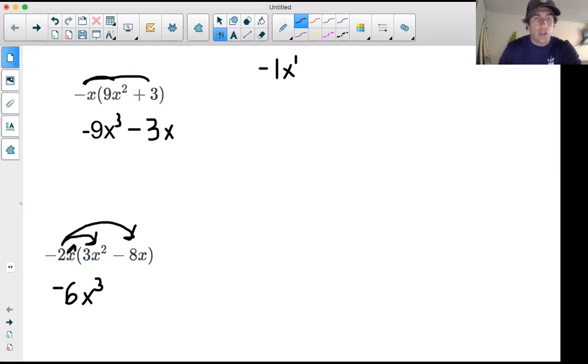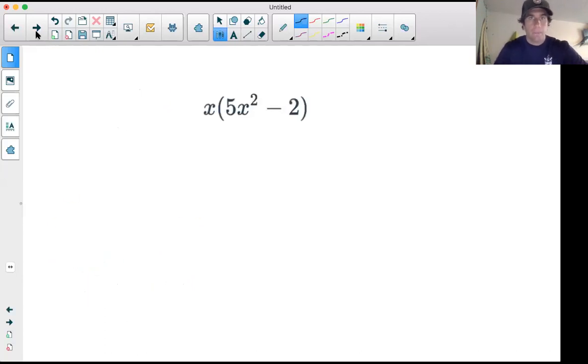Now you go to the next term, negative 2x times negative 8x. Negative 2 times a negative 8 right here is a positive 16. Okay? And then x times x is x squared. So if you say it all together, negative 2x times negative 8x is really positive 16x squared, okay? That's how you do that one.